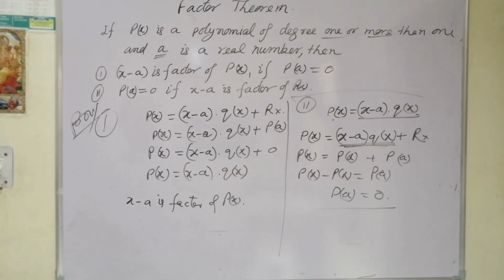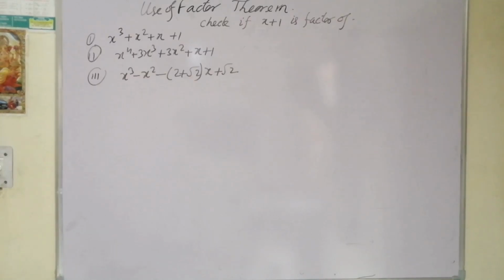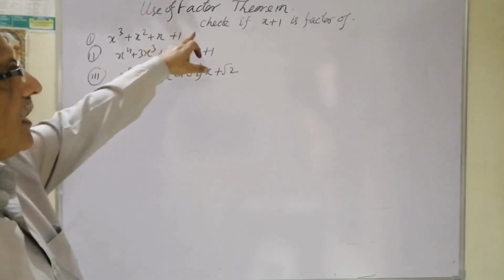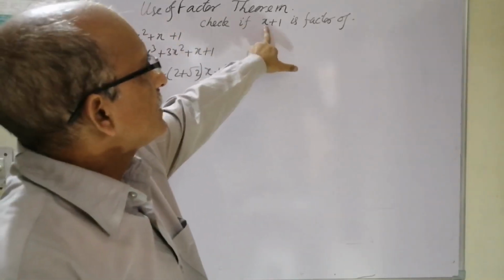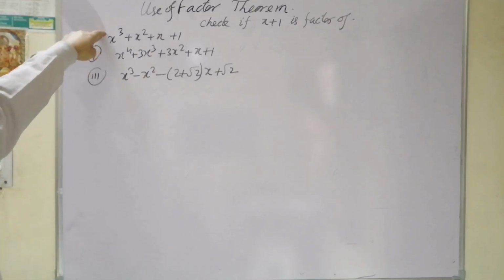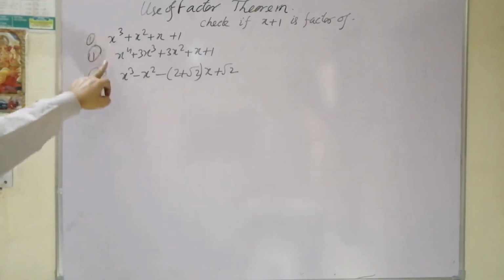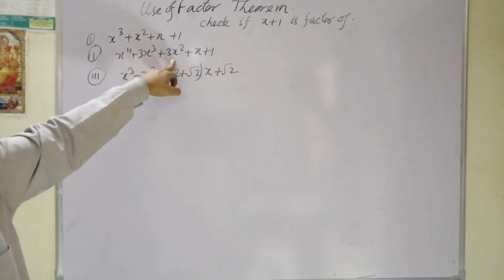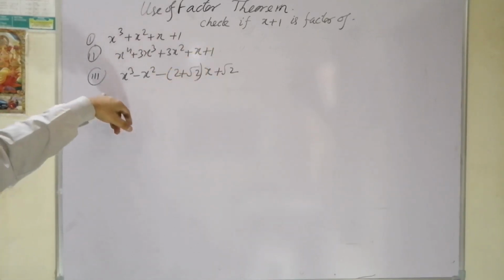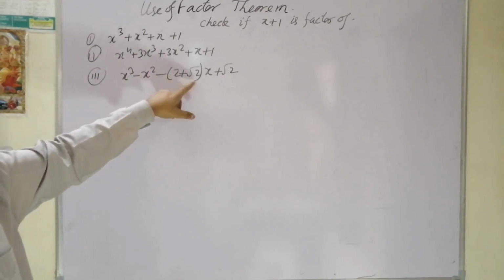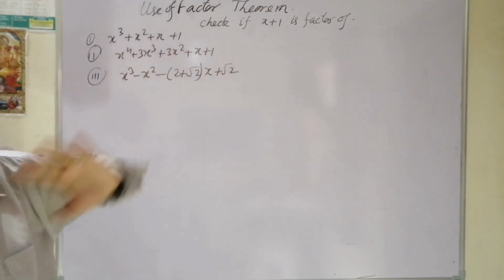Next we will take one example for proving it. The question is, examine if x plus 1 is a factor of: number 1, x cube plus x square plus x plus 1; number 2, x power 4 plus 3x cube plus 3x square plus x plus 1; number 3, x cube minus x square minus (2 plus under root 2) in bracket into x plus under root 2.